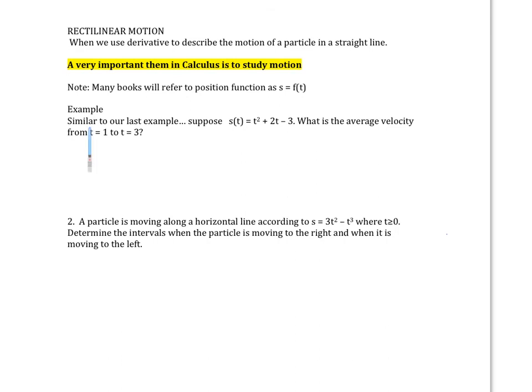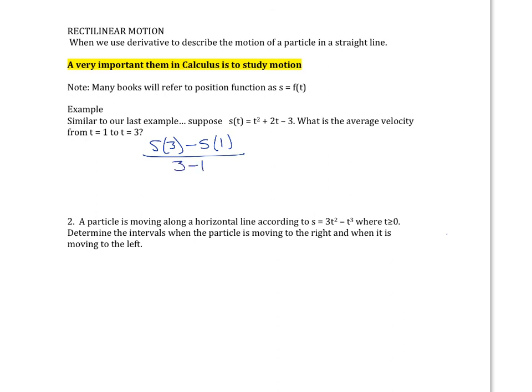All right, here's another example. Similar to our last example, suppose S of t is this. What is the average velocity from 1 to 3? Okay, well, how do I find average velocity? Average velocity is not too bad. That means you want the average distance over the time. So that means I need S of 3 minus S of 1 all over this 3 minus 1.